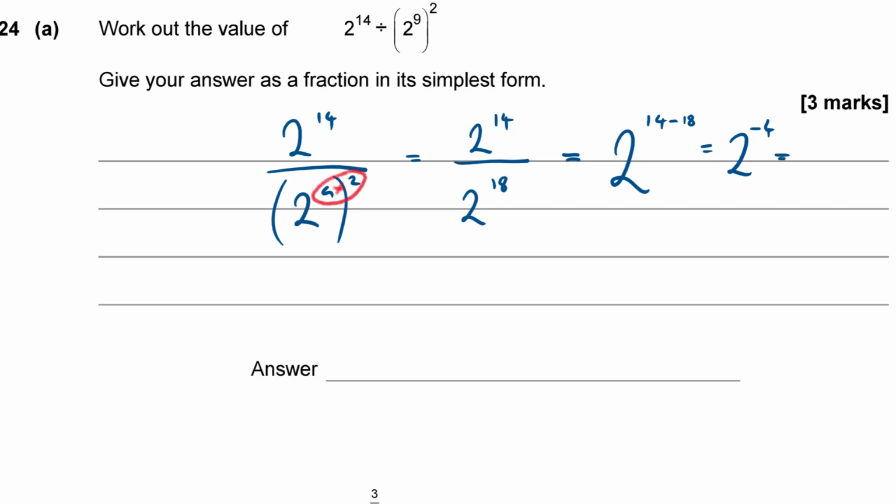And 2 to the power of minus 4 is just 1 over 2 to the power of 4 then, isn't it? So I've got 1 over 2 to the power of 4. 2 to the power of 4 is 2, 4, 8, 16. So it is 1 over 16. 1/16.